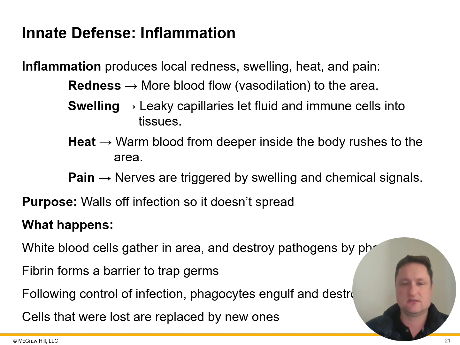So next come the white blood cells. First you have your neutrophils, then your macrophages. Fibrin will also show up and form a mesh that helps trap microbes. We talked about fibrin when we looked at blood vessels forming a mesh to clot blood. They also form meshes here in order to trap microbes. Once the threat is controlled, phagocytes clean up dead cells, and then finally new cells replace what was lost and the tissue begins to heal.